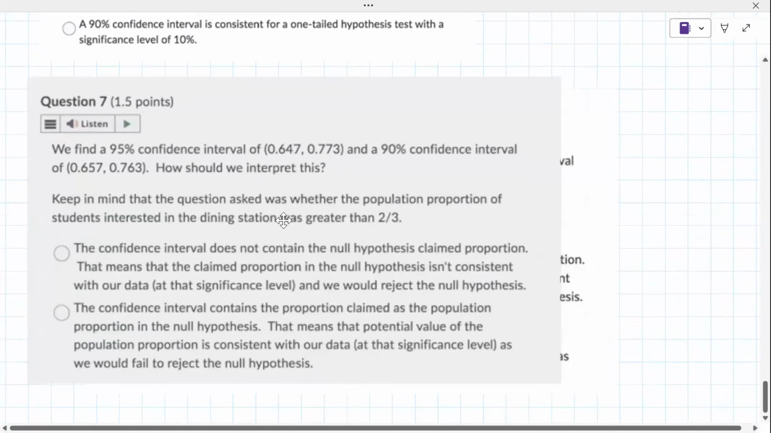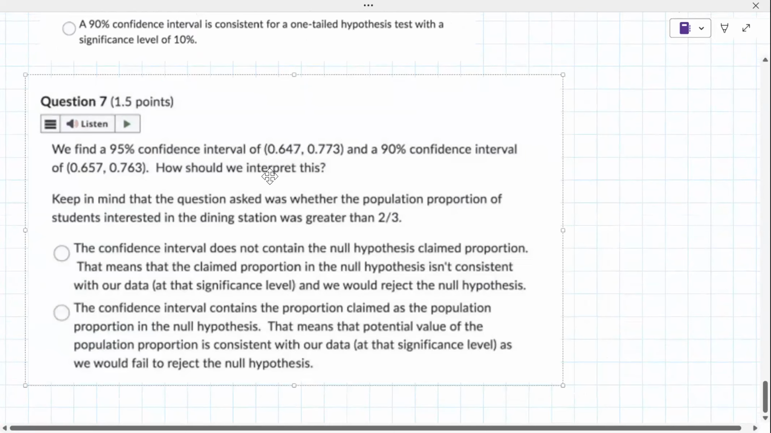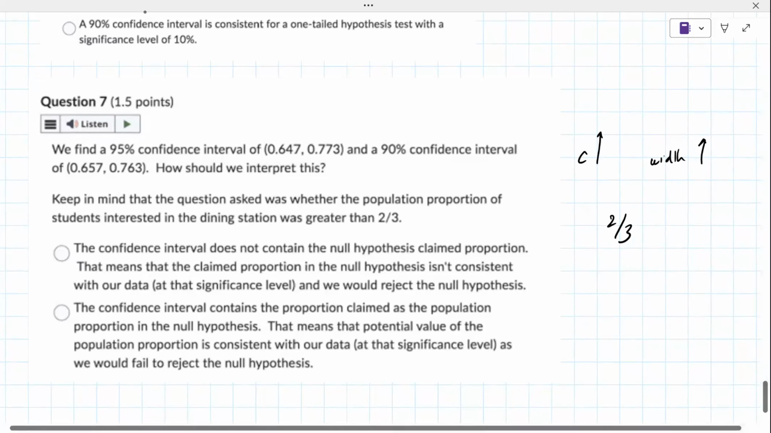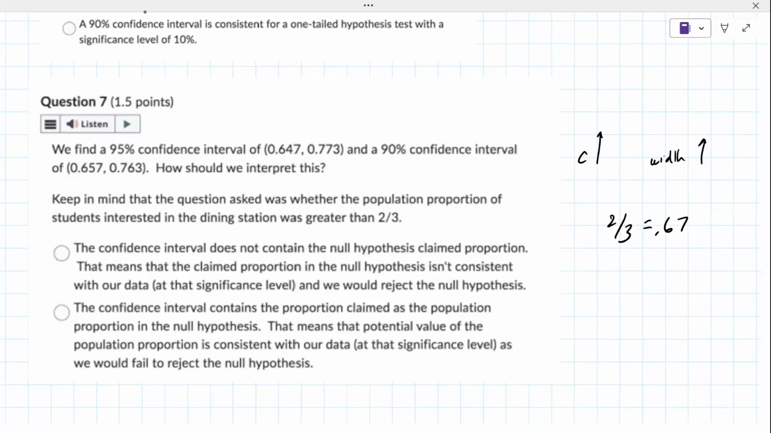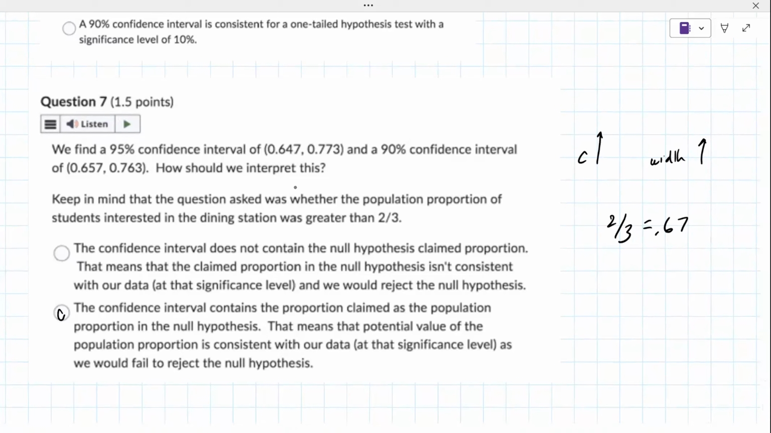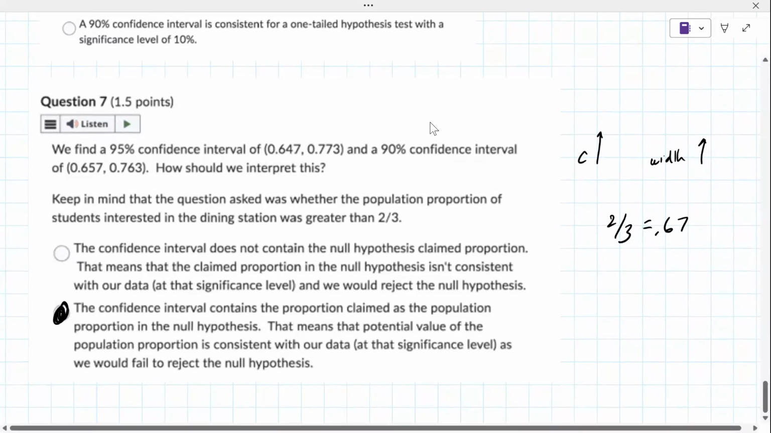So let's go to question 7 here. The main idea of the confidence interval is that it gets wider as the C value increases. So as C increases, the width of the confidence interval gets bigger. The question is, does it contain that 2/3? Do either of them contain that 2/3, which is 0.67? They actually both contain it. So we would go with that second option there since they both contain it.